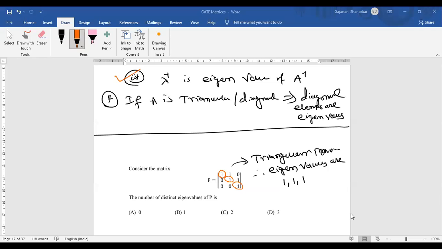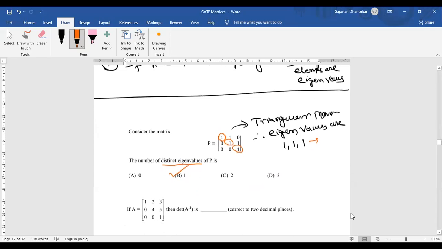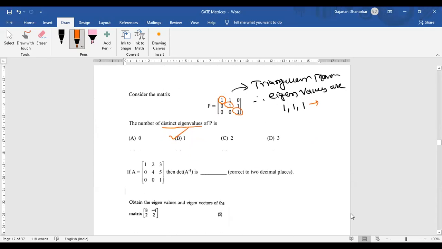Now this is the important part, a point for your exam. These are the eigenvalues, but how many distinct eigenvalues? 1, 1, 1 are repeated. And we know that if the matrix is triangular, the determinant is the product of all eigenvalues. Only one distinct eigenvalue, and the remaining are repeated.